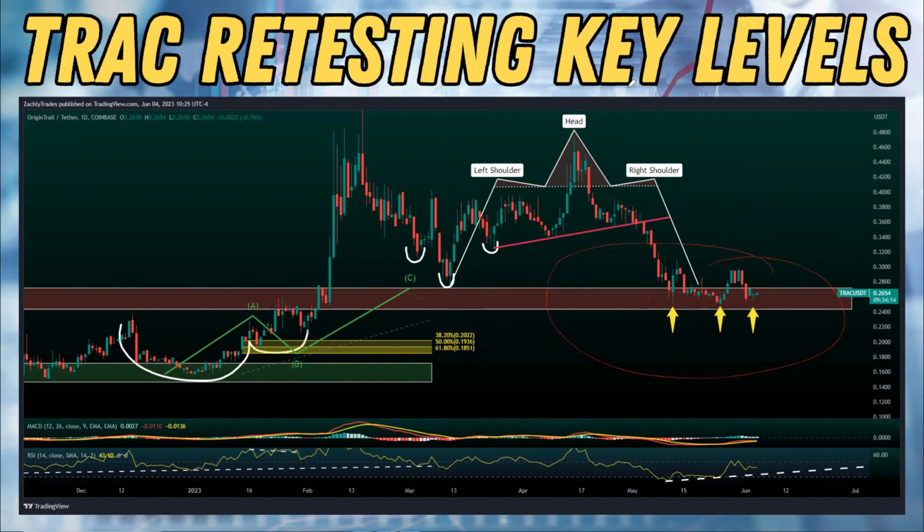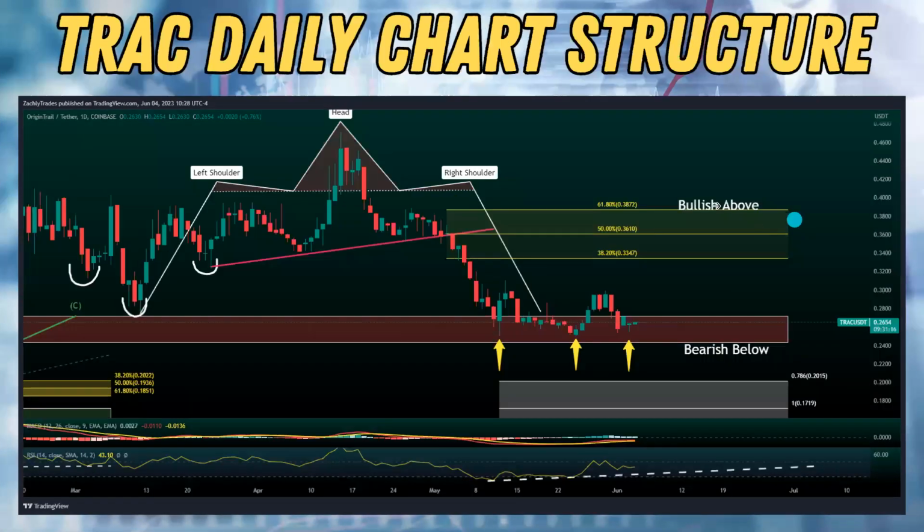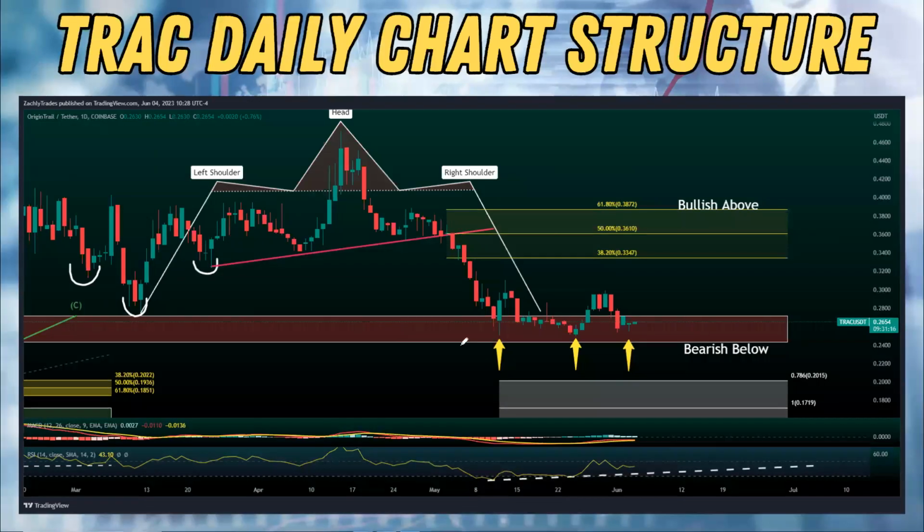As I mentioned before, we are putting in a triple bottom here potentially. If we zoom in a little bit more, we do have this key demand zone that we're testing right now, forming this triple bottom. We have something known as bullish divergence.